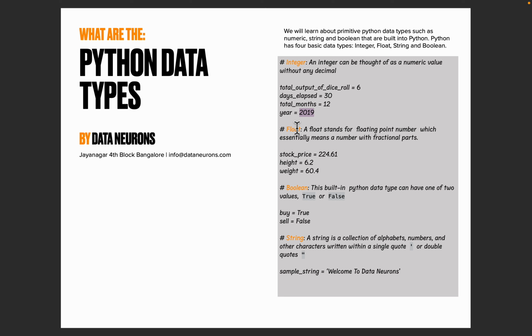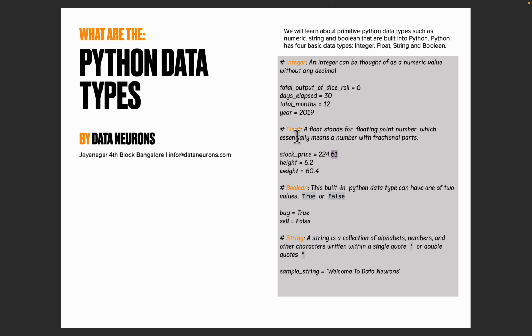Now let's talk about float. A float stands for floating point number, which essentially means a number with a fractional part. Along with the whole number, this time we are going to have a fractional part, decimal numbers after it. It can be 10, 15 or 30 decimal places, based on the storage assigned for this particular variable. Similarly, height 6.2, weight 60.4.